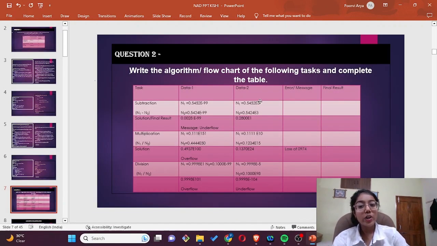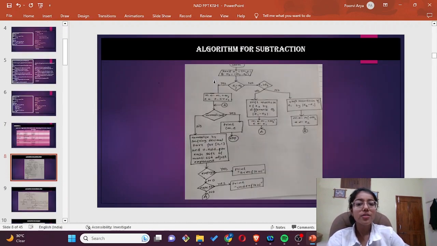So let's move on to question number 2, which says to write an algorithm or flowchart of the following task and complete the table. So we are given here two data, data 1 and data 2. Inside this we are given n1, n2, two values, and we are given a task of subtraction, multiplication and division, and we have to write a flowchart of them. So let's begin with subtraction.